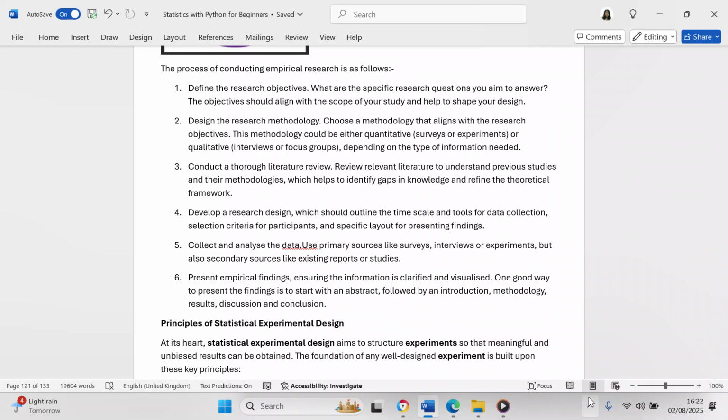5, collect and analyze the data. Use primary sources like surveys, interviews, or experiments, but also secondary sources like existing reports or studies. And 6, present empirical findings, ensuring the information is clarified and visualized. One good way to present the findings is to start with an abstract, followed by an introduction, methodology, results, discussion, and conclusion.